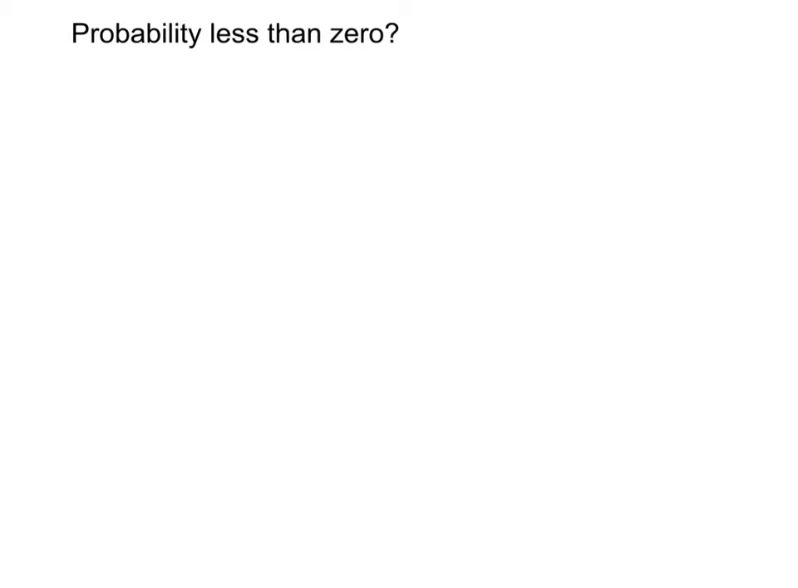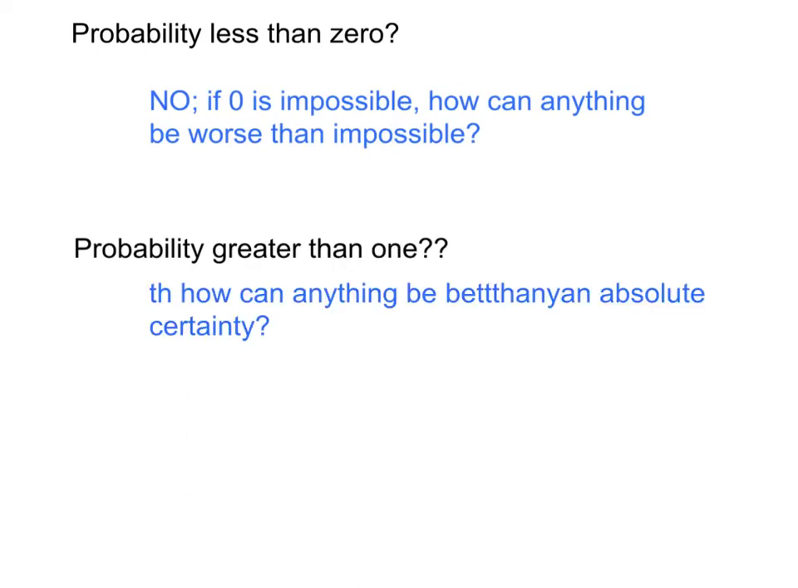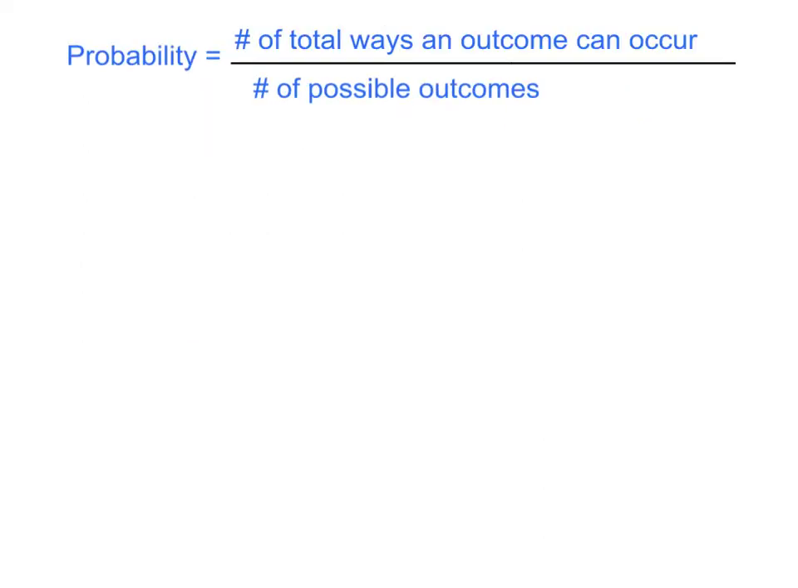This leads us to another question. Can probability be less than 0? No. Since 0 is impossible, how can anything be worse than impossible? By the same token, can the probability be greater than 1? Same answer. No. How can anything be better than absolute certainty? This leads us into our next thought.